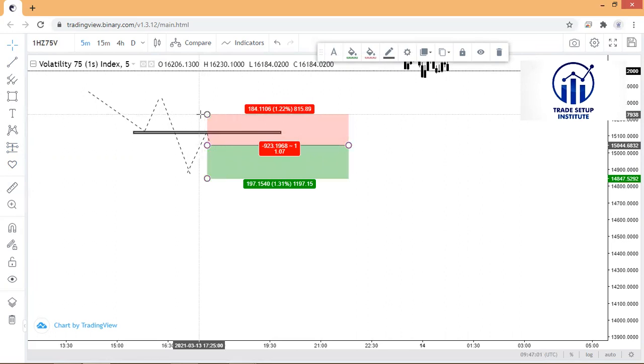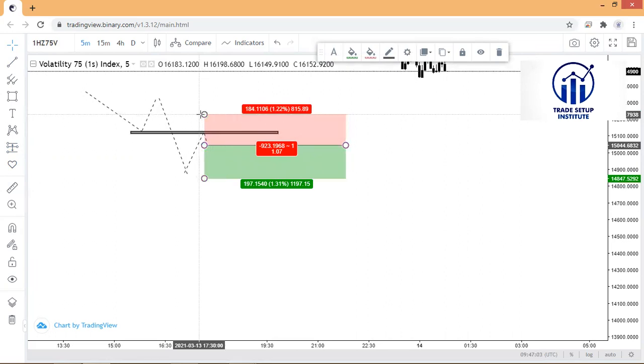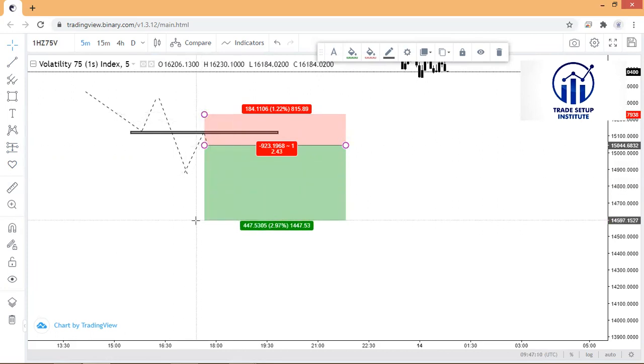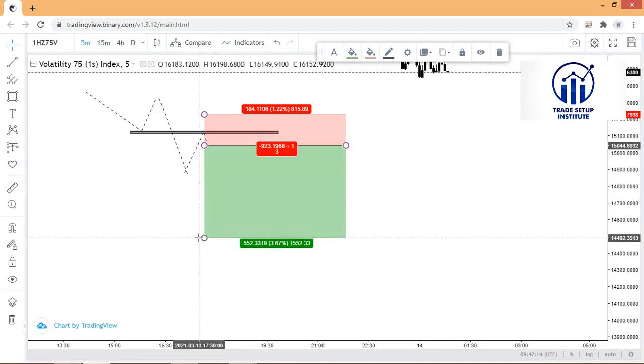I calculate my stop loss value with ATR. After that, my ATR gives me my stop loss value, and I go for my 1 to 3 risk reward ratio. Boom, it's just as simple as that. Nothing overcomplicated about that.